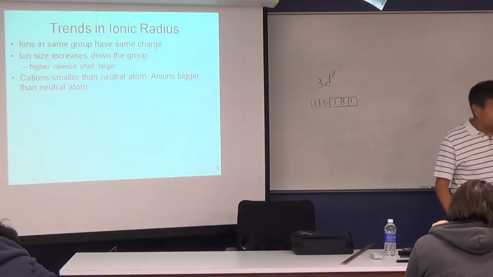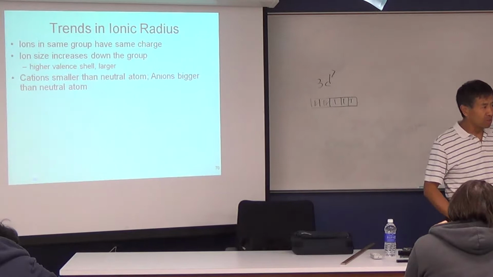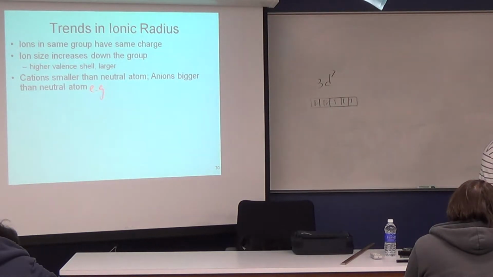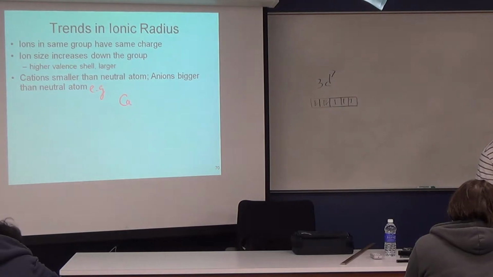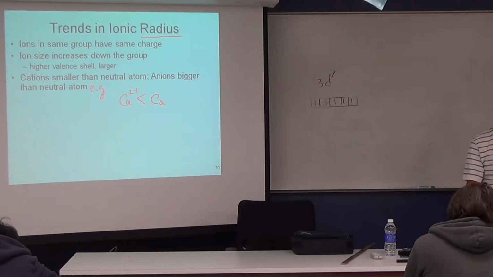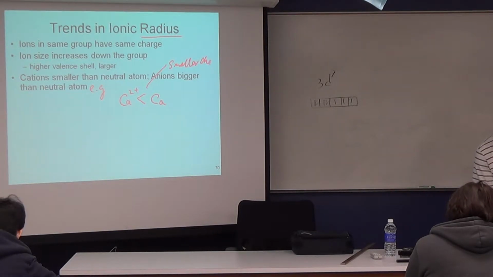Do you think that makes sense? The cation is smaller than the neutral atom. For example, you just saw Ca2 plus, which comes from Ca, the neutral atom. Now which one is larger in terms of the radius? Ca. So Ca2 plus is smaller than Ca.